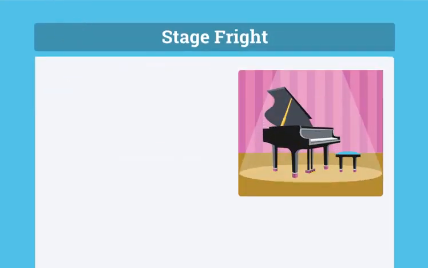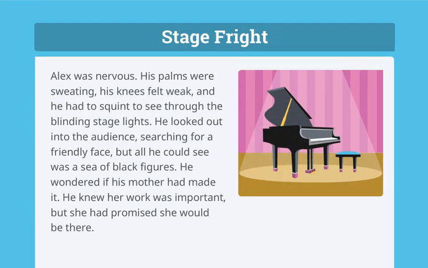Stage fright. Alex was nervous. His palms were sweating, his knees felt weak, and he had to squint to see through the blinding stage lights. He looked out into the audience, searching for a friendly face, but all he could see was a sea of black figures. He wondered if his mother had made it. He knew her work was important, but she had promised she would be there.